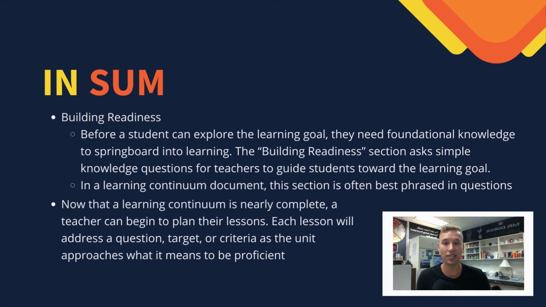Each lesson will address a different question, target, or piece of criteria as the unit approaches what it means to be proficient. Let me add here that this is heavily relying on the work of Katie White. Katie White's 2017 book, Softening the Edges, is a fantastic read and an even deeper dive on how you can do this, not just for mathematics, but for other subjects as well.